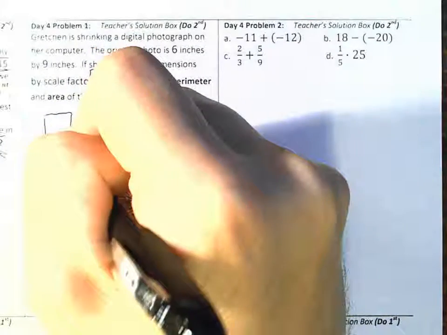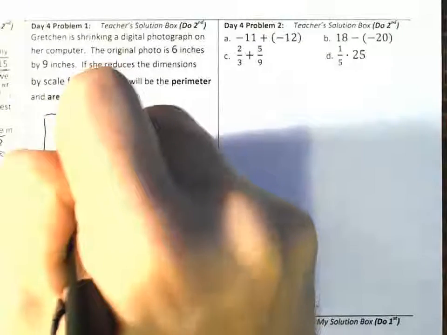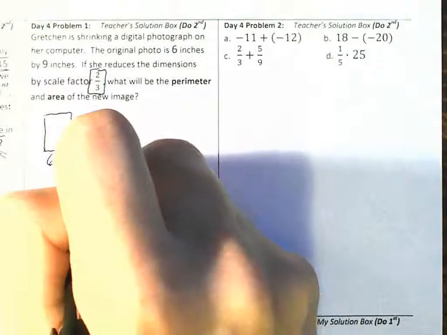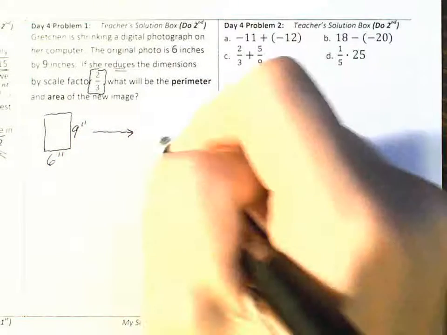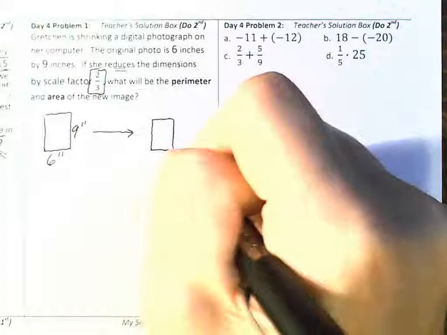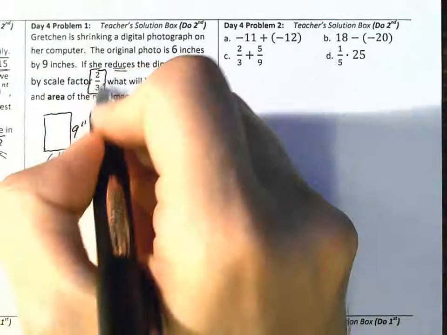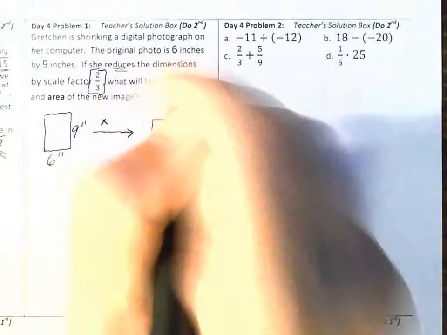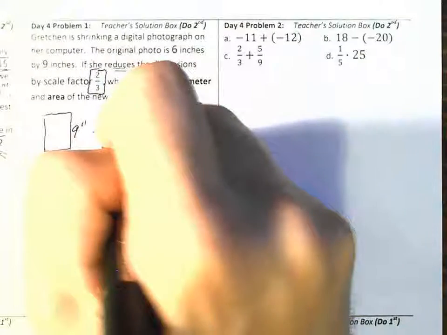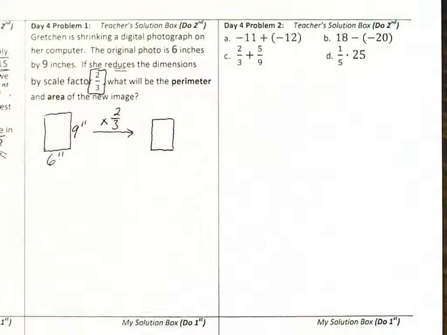So this sketch can be the original photograph. It was 6 inches wide and 9 inches high. And she's going to transform this on the computer. She's going to reduce it and make a smaller photo. And we're told the scale factor that's being used, 2/3. And so our transformation is to multiply these original dimensions by 2/3. That's going to create a smaller rectangle.